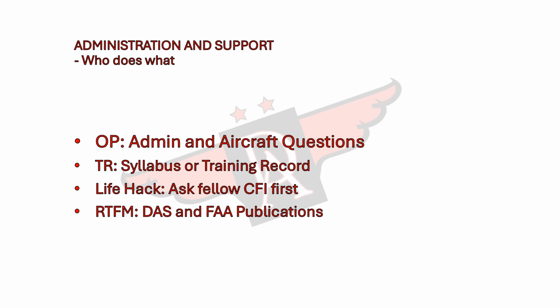Operations, if you have any admin or aircraft questions, they're the ones you're going to talk to. If you have a syllabus or training record, go to training. Hey, here's a life hack. Before you actually even go about that, ask a fellow CFI first, especially as a new instructor for us. And of course, as always, read the dang manual because any questions you might have will probably be there first anyway. And then if you have any questions or problems with that one, come to us, come to operations, come to your chief instructor. We'll have the answer for you and help walk you through that if another CFI doesn't already have that.